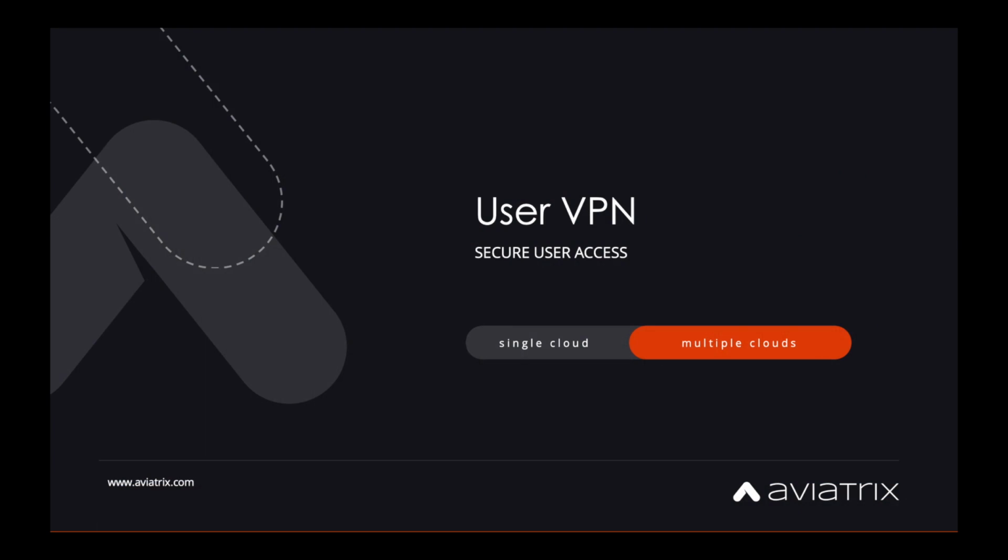In this topic, we'll cover the user VPN feature of the platform and discuss how Aviatrix can provide secure user access.